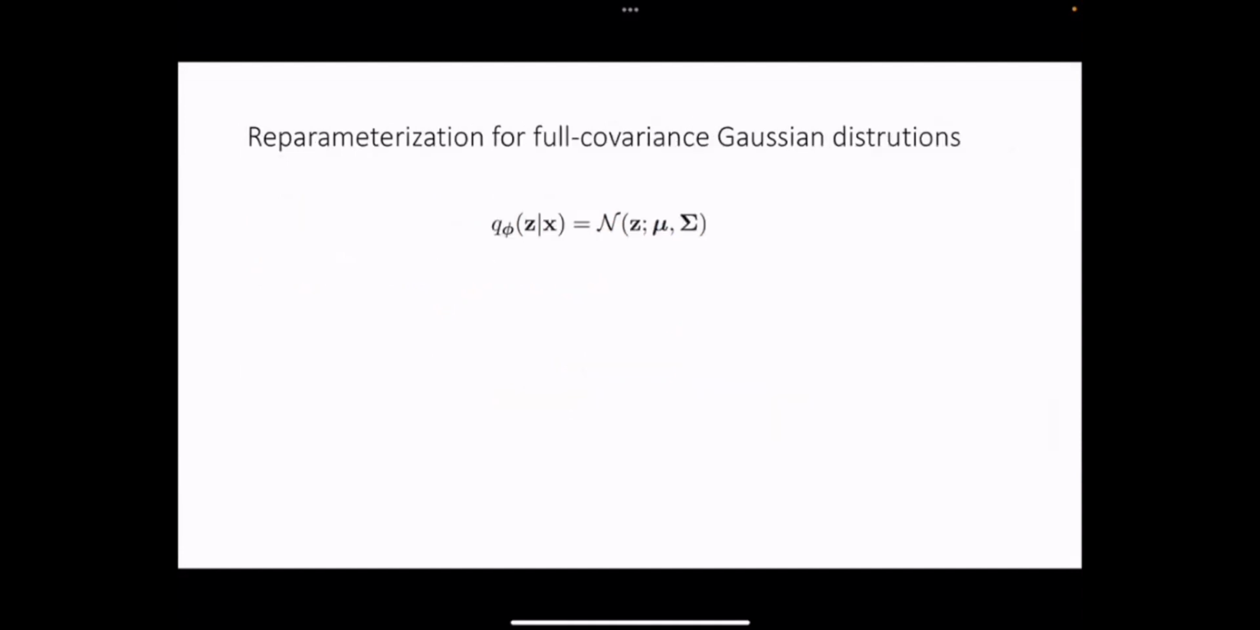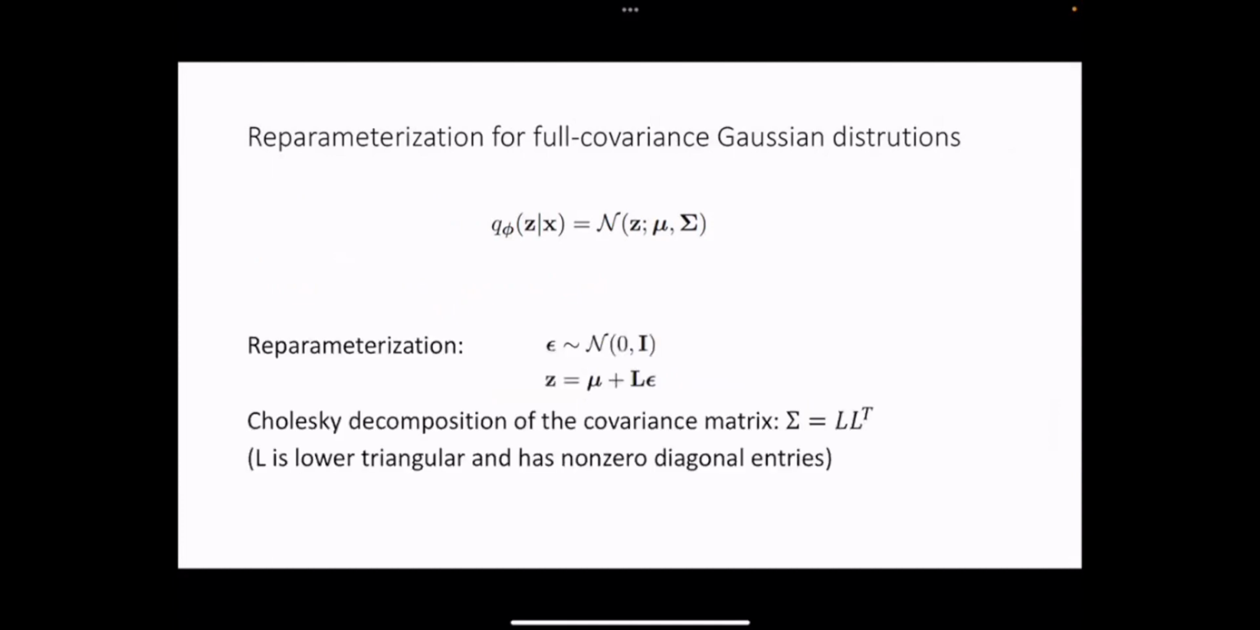And even for a full covariance Gaussian distribution, where I'm including some dependencies between the elements of z, I can do this trick. Here again, you take epsilon to be a sample from an uncorrelated standard Gaussian. And now I'm going to write z as a sum of mu, which is a parameterized mean, plus some lower triangular matrix L, which has to have non-zero values on the diagonal, matrix multiplied with this vector epsilon. And if you now write L L transpose, that makes up the covariance matrix for the Gaussian that you're sampling from. So this is a Cholesky decomposition.